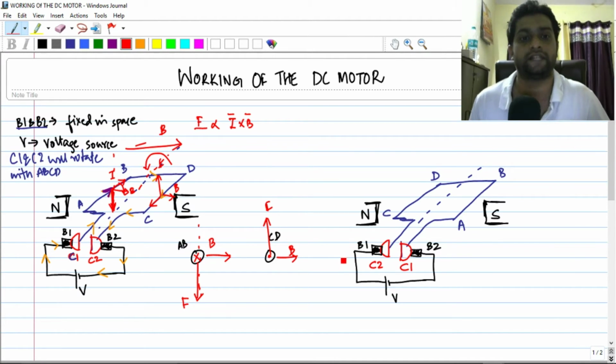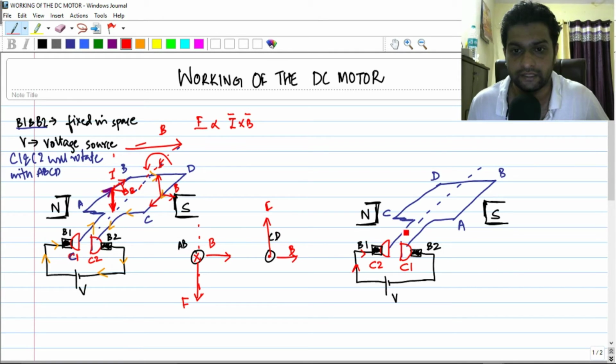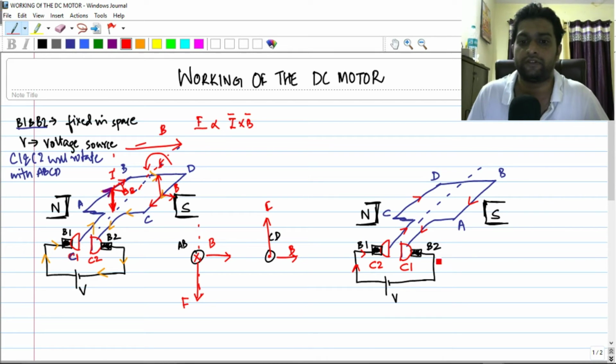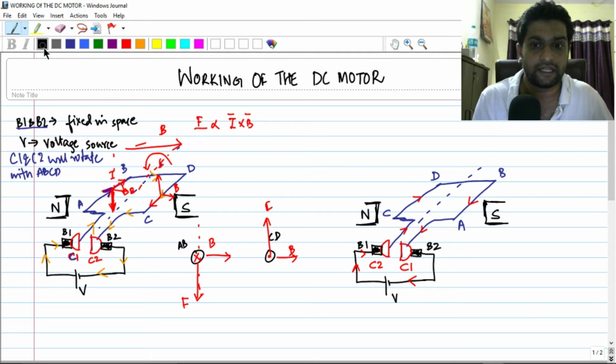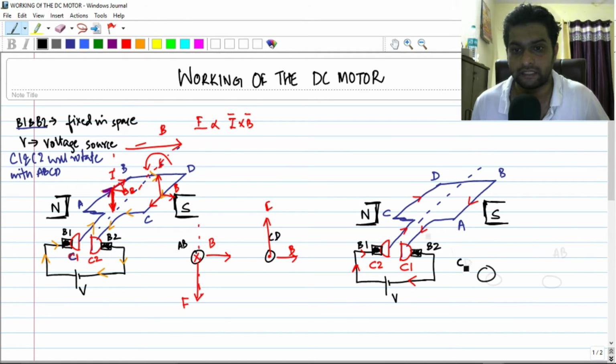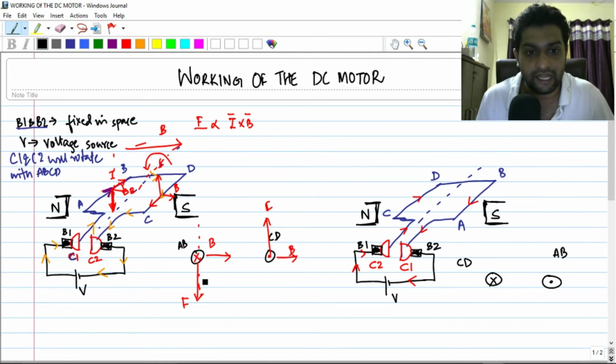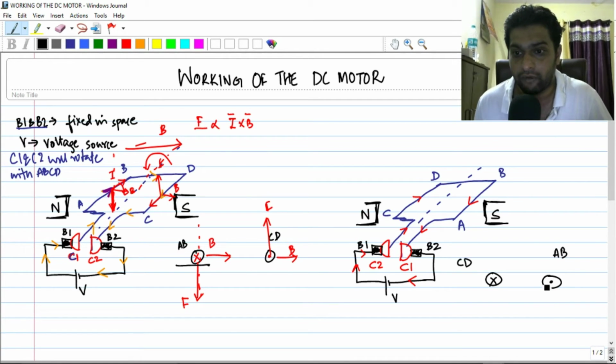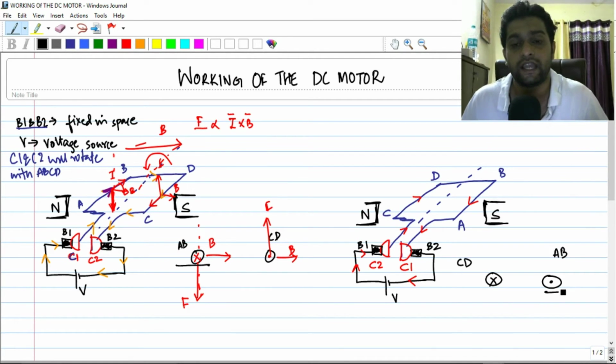Now let us see what the current direction is. The current is going to flow like this, like this, like this, like this. It's going to come like this, and it's going to enter the negative terminal. Now let us see what the force conditions are here. This is CD with an inward current, and AB experiences an outward current. You can clearly see initially AB was experiencing the inward current, and now AB is experiencing the outward current.